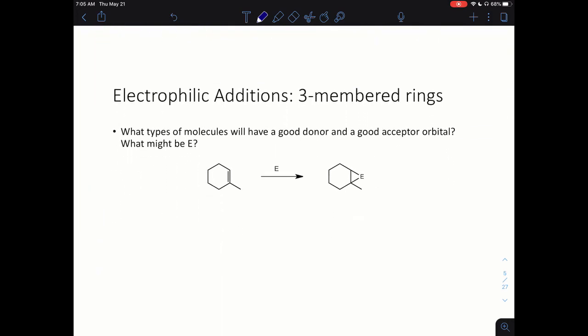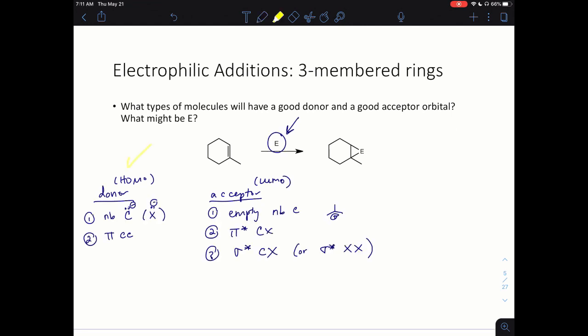Let's think what types of molecules might have good donors and good acceptors. We can begin by just listing what the good donors and good acceptors are, recalling our discussion of FMO theory. Let's start with donor orbitals. The highest energy donor orbital would be a non-bonding pair of electrons on carbon. Just lower in energy than that would be a lone pair of electrons on X, a heteroatom. And then we know pi CC can also be a donor, but the alkene will use pi CC. The electrophile won't. It will have a different donor: either a non-bonding pair of electrons on carbon or on a heteroatom.